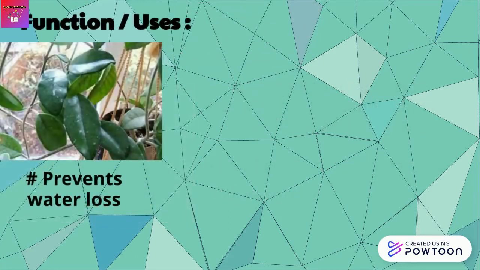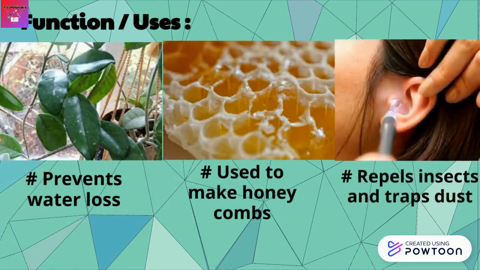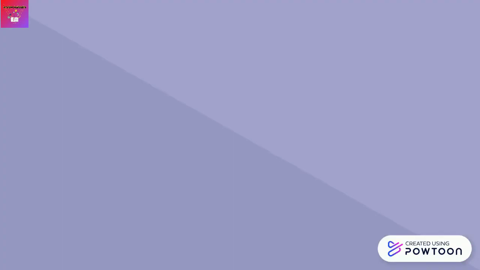Some of the uses of waxes are, the cuticle on plants contains waxes that prevent water loss. Honeybees usually use beeswax to make honeycombs for them. And lastly, the earwax in our ears contains a compound called serotonin that repels insects and also traps dust.